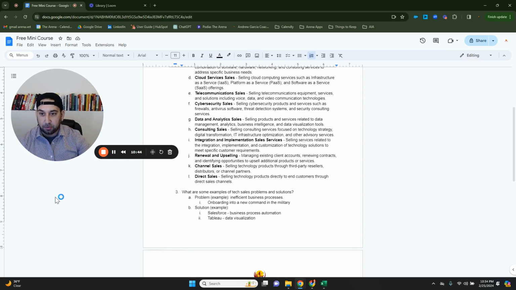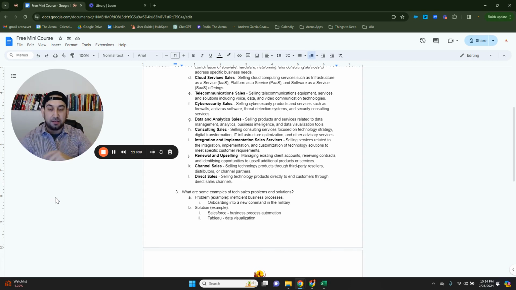So if there's a business process that a customer had, we would try to figure out how we could optimize this process from a bunch of different ways. And so I'll take you through a very, very quick example. So the problem a customer might have is an inefficient business process. An example of that is onboarding into a new command in the military. If you're in the military, you know that it can be very painful moving from one command to another.